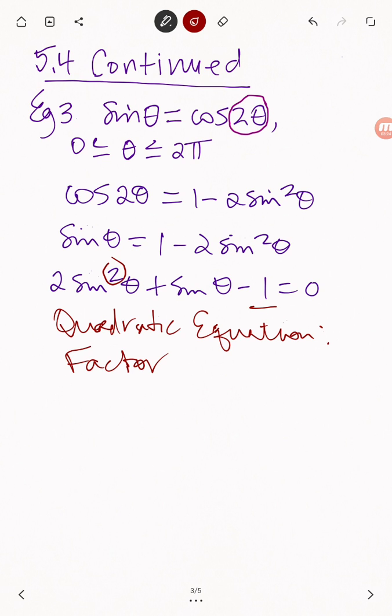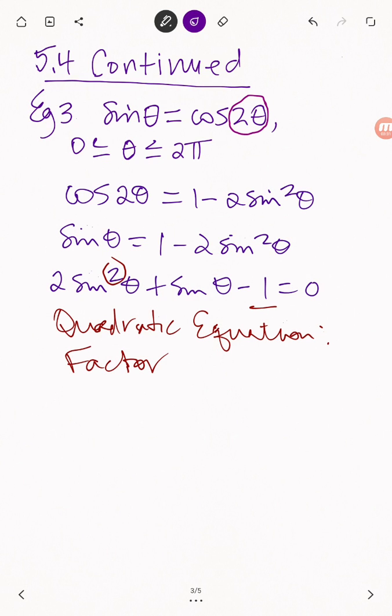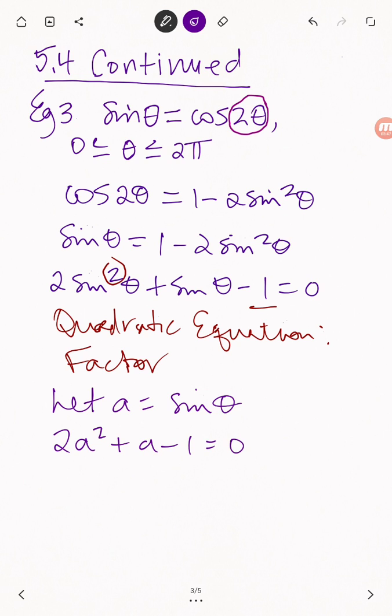To make sure, let's, first of all, go back to my purple color, and let's do a substitution. We did this before with trig identities. Let's let A equal sine theta, because what that will do is it will make it look more like a quadratic equation and less like a trigonometric equation, which is going to make it easier to factor. So it is indeed a trinomial that we can factor.